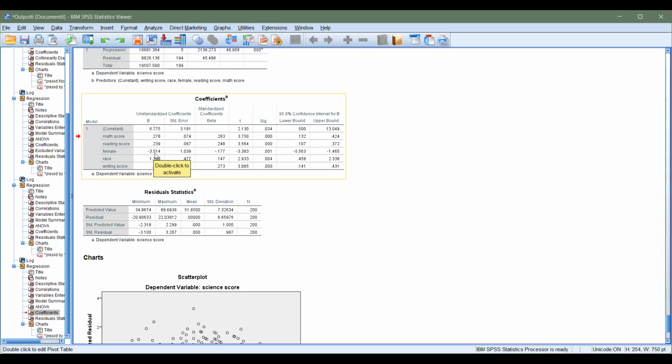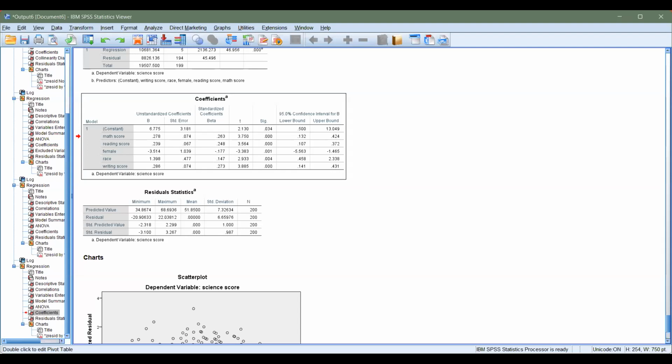So for female, we are getting 3.5, so we have to define that females will get 3.5 fewer marks as compared to the males in science, because it is a negative sign. Wherever you are getting a positive sign, you have to define it, like race. For race, we have to see what race we have given and what the reference category was. And the writing score is also positive. Okay, so that is the interpretation.